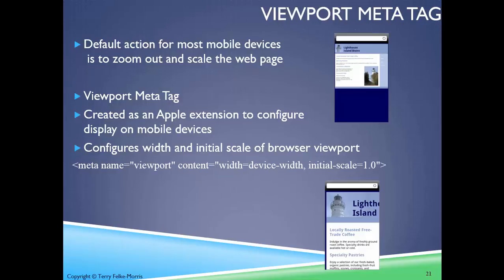On the bottom of page 318 and going on to 319, they start talking about the viewport meta tag. That was created originally as an Apple extension to help with displays on mobile devices, but now it's used on Android and any other kind of smartphone as well. So as it says, it configures with an initial scale. When you take a look at the stuff where it says content equal, etc., all that stuff, that is what are considered directives.